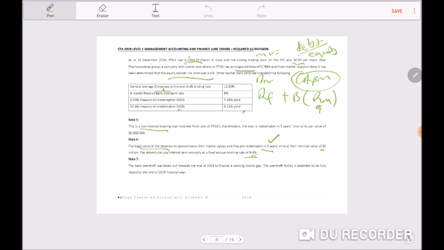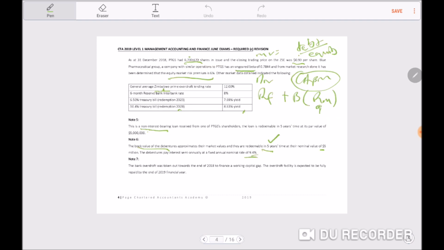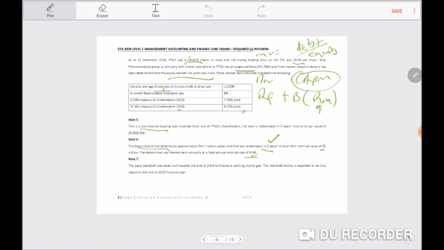And why are we taking that as our market value? Because we've been told that the book value of the debenture is the 4.3 plus 870. That's the book value, and we're told that it estimates the market values. So we put our debenture here and then put the value that we found there. And on the interest, it pays a semi-annual interest of 9.4%. If the book value estimates the market value, it also means that the interest estimates the market. So all we had to do was adjust for tax on this interest, which is 9.4 times 0.7425, which is adjusting for the tax.